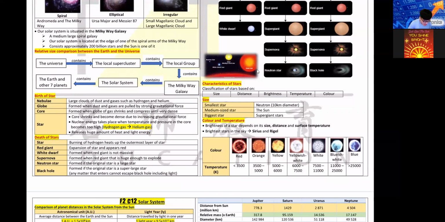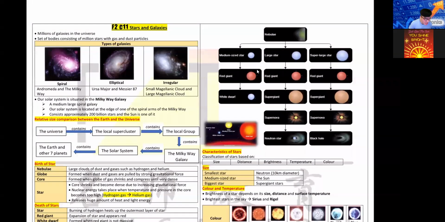What chapter is this? This is all your space chapters. I already posted this in Google Classroom, by the way. If you need the soft copy, you can download it from there, if you haven't received your physical copy.